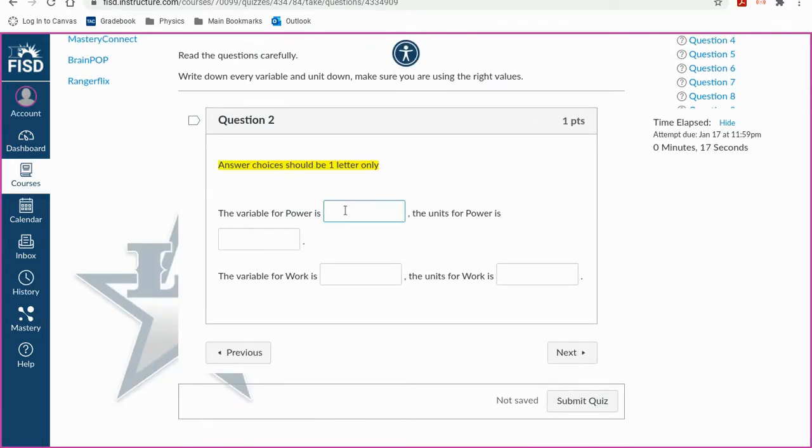Number two, the variable for power is P. The units for power is W for watts. The variable for work is W, and the units for work is J for joules.